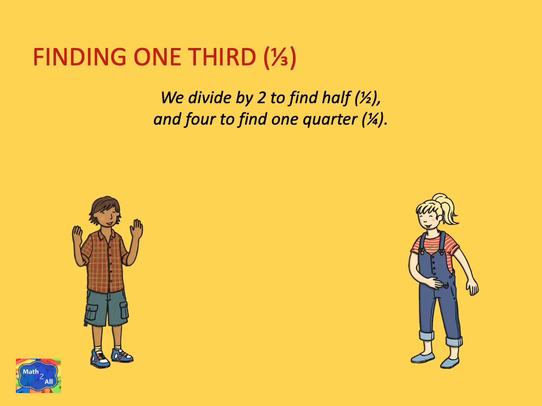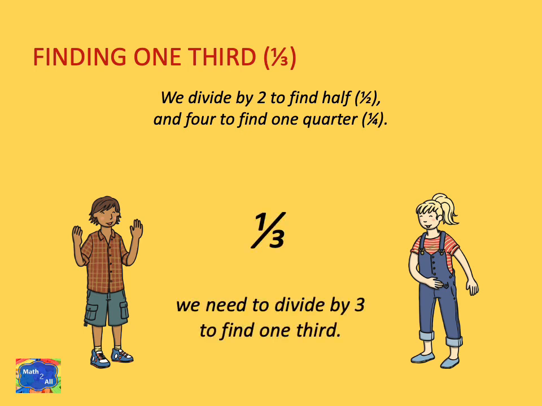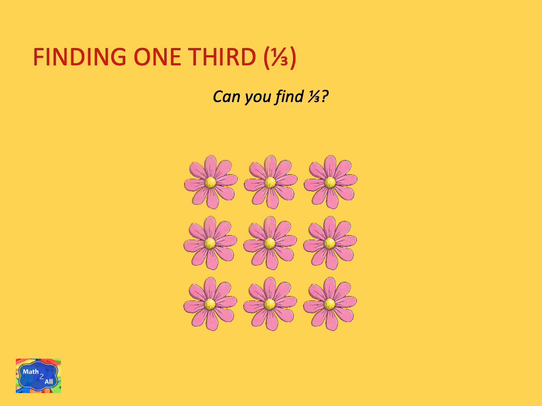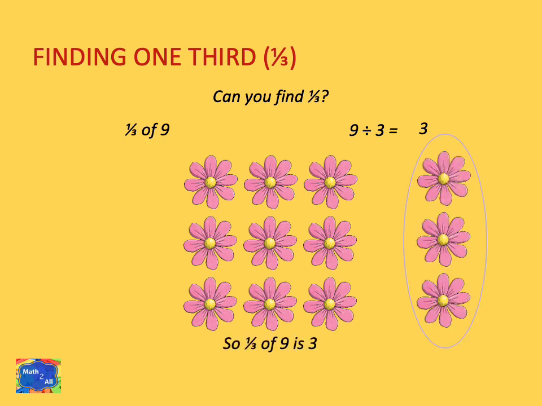We divide by 2 to find half and divide by 4 to find 1/4. What do you think we need to divide by to find 1/3? Yes, you are right. We need to divide by 3 to find 1/3. Can you find 1/3 of these flowers? There are 9 flowers. 9 divided by 3 equals 3. So 1/3 of 9 equals 3.